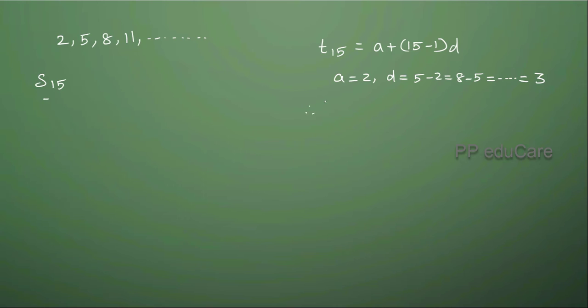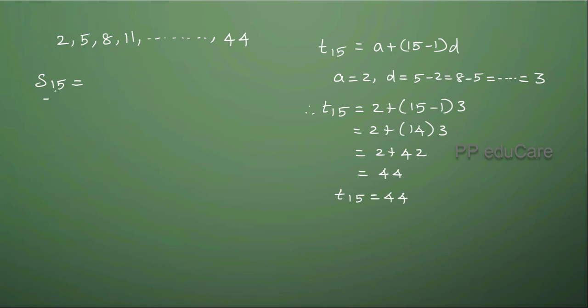So therefore T15 is 2 plus (15 minus 1) into 3. That is equal to 2 plus 14 into 3. That is equal to 2 plus 3 times 14, which is 42. That is equal to 44. So therefore the 15th term of this sequence is 44. Now let's find this sum S15.